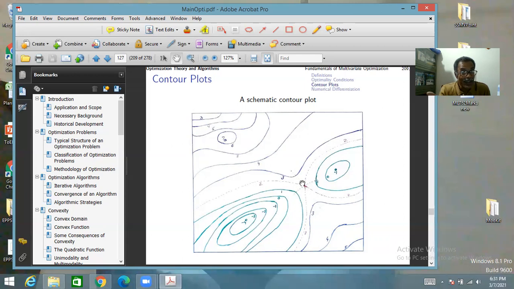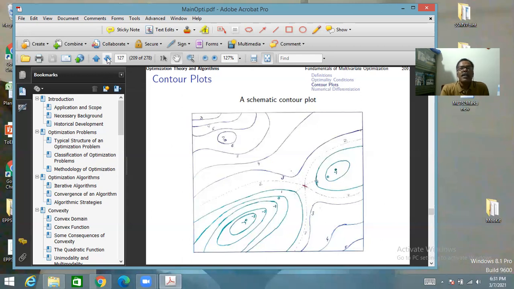That's a stationary point. First order derivative is zero. And the second order derivative along this eigenvector is negative. Along this eigenvector, it is positive. So at a saddle point, the Hessian is indefinite. Okay. Now, contour plots was one of the topics which we needed to discuss in this lecture.